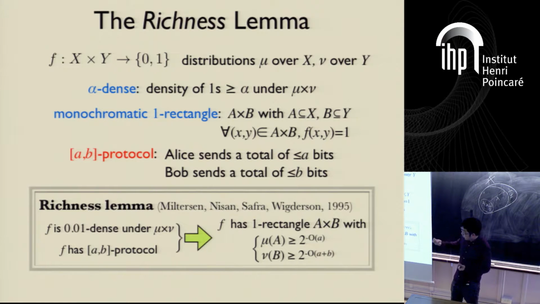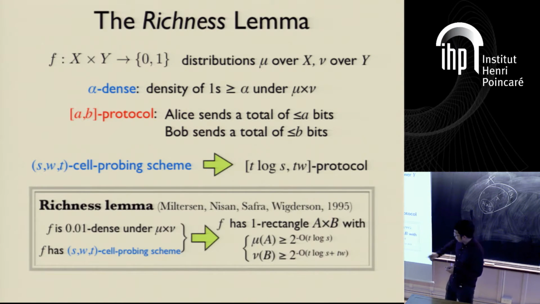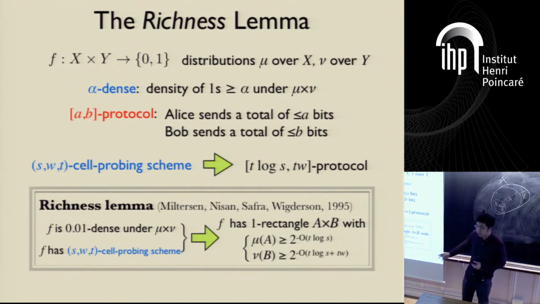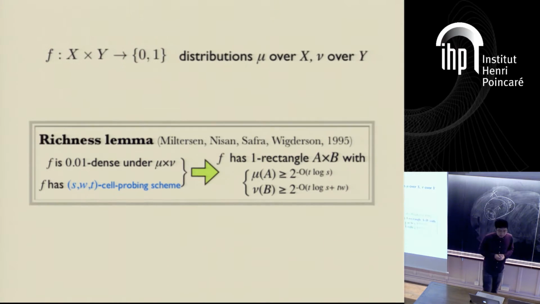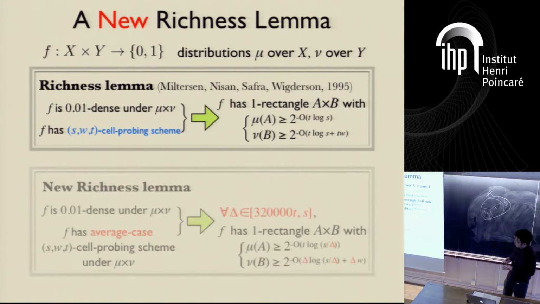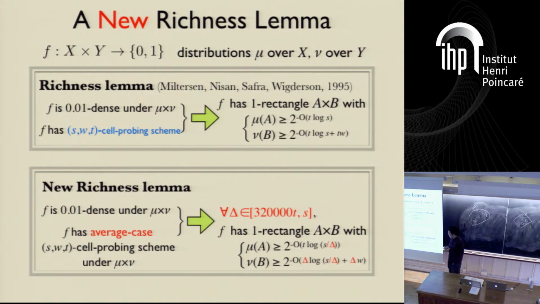So if for your problem you can show your problem is dense and also has no large one rectangle, then you have the lower bound. Okay, and this is for communication protocol, and translated back to the cell-probe model, it gives you rectangles of this size, with S, W, and T as these parameters. So we prove a stronger version of the richness lemma, this new richness lemma. The spirit is the same. It says if your dense problem has an easy solution, then it has a large rectangle.